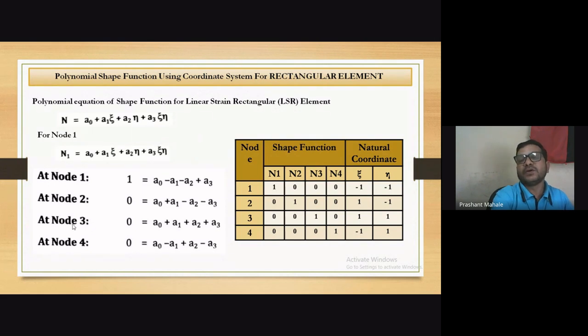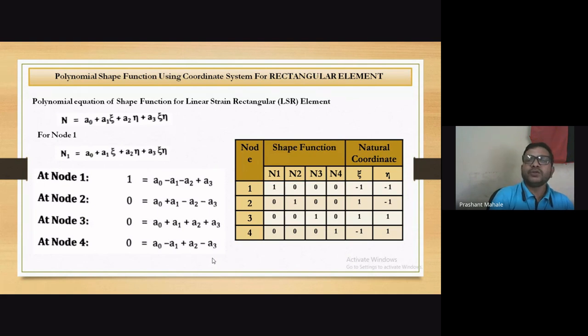Similarly, I can do that for node 3 also, where the N1 value is 0 and the zeta and eta values are 1 and 1, which gives me 0 is equal to a0 plus a1 plus a2 plus a3 as the equation. And for node 4, it gives 0 is equal to a0 minus a1 plus a2 minus a3. So these are the four relations we have received of a0, a1, a2, a3.